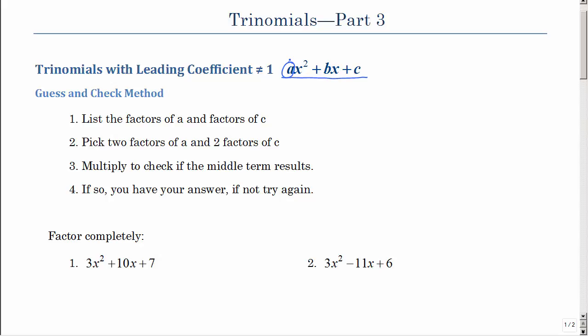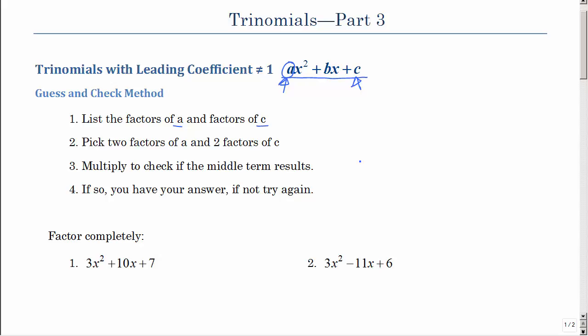I am going to teach the guess and check method. If you know of other methods that you prefer, that's fine. So the guess and check method says that you need to list the factors of A, which is that number, and list the factors of C. Then we're going to pick two factors of A and pick two factors of C, put them in there, see if it works. That's why it's called guess and check. If you get that middle term, it works. If not, we try again.